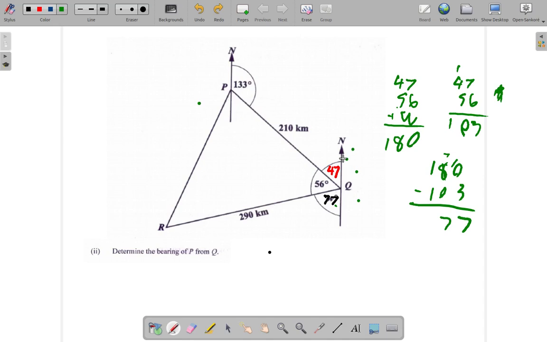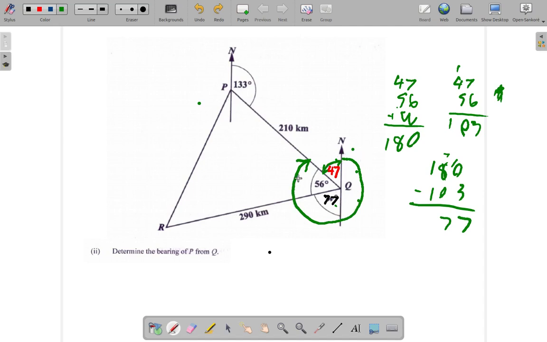So, from north, you have your arc, and you go around to the line that joins P to Q. So that is where you're going to find the bearing. Now this angle is 47. This angle inside here is 47.